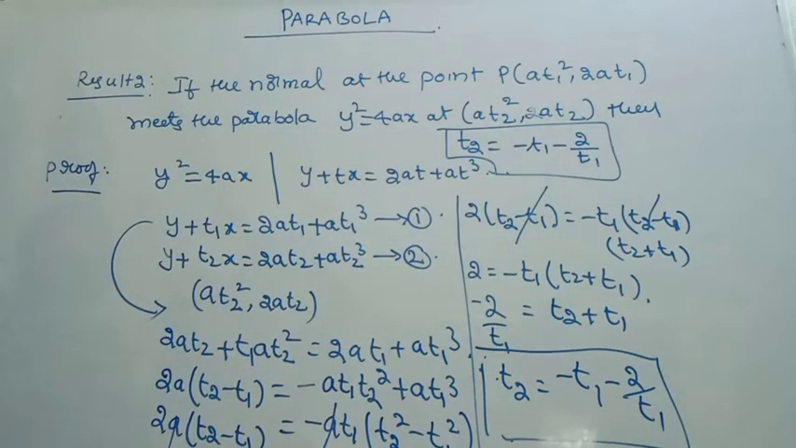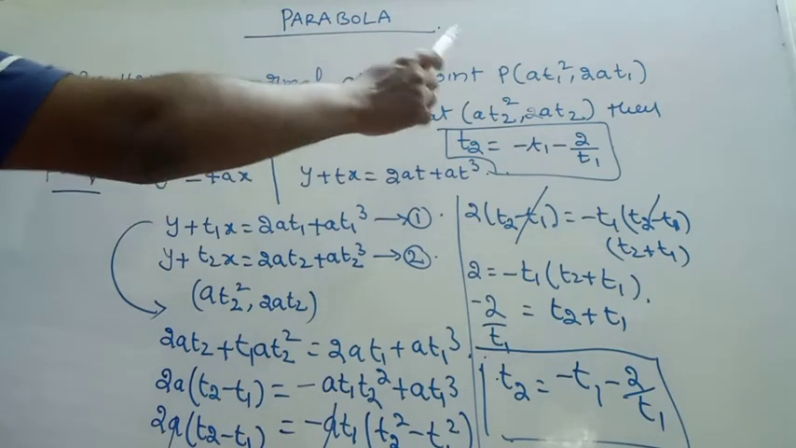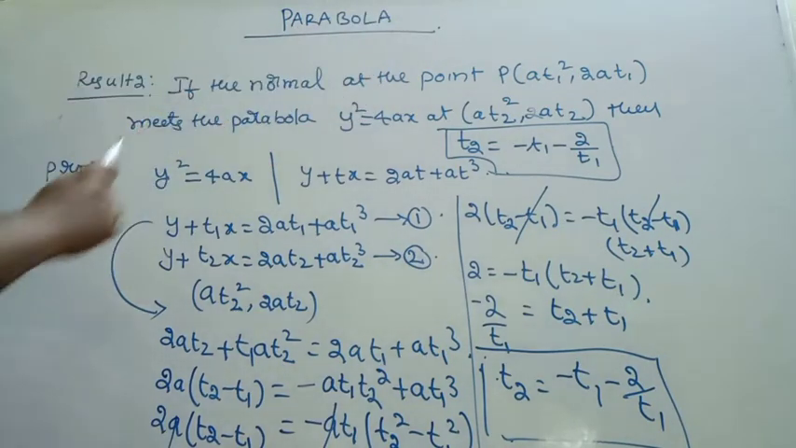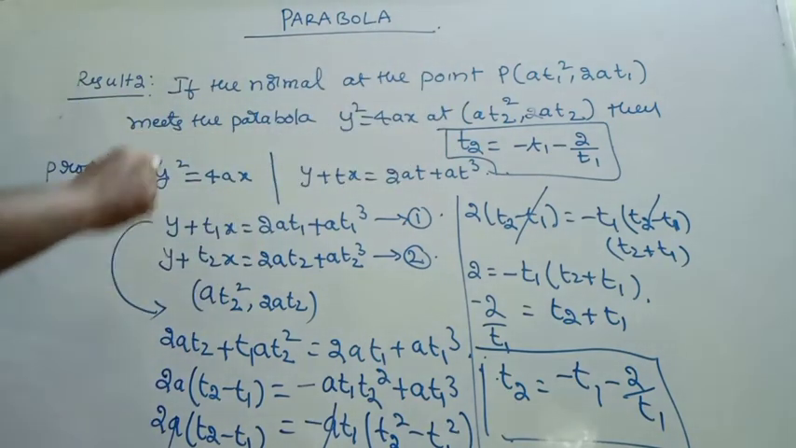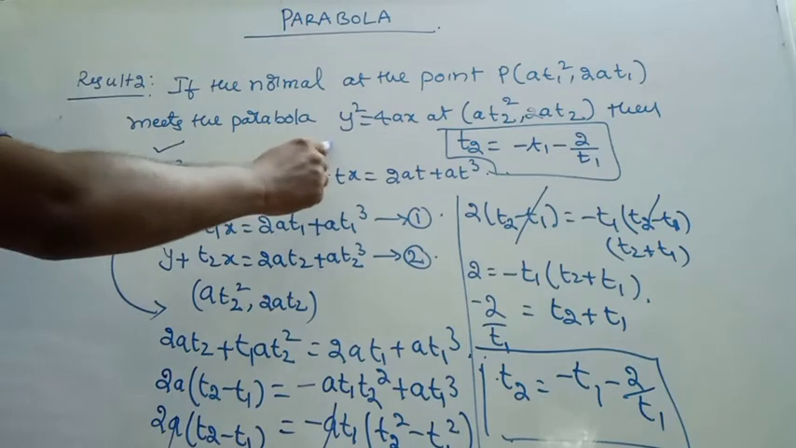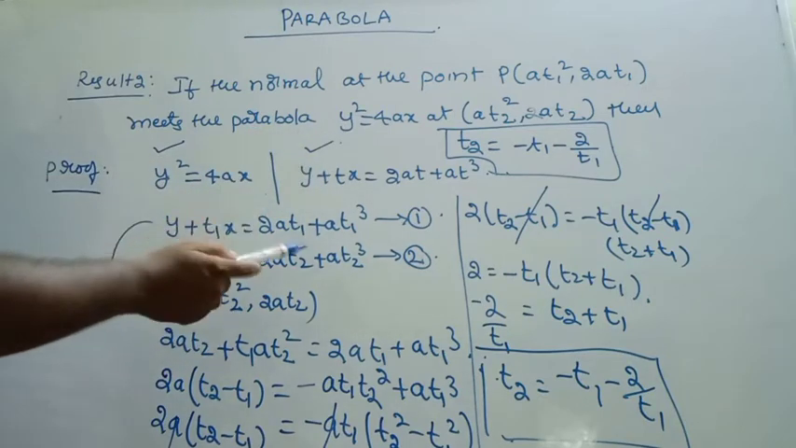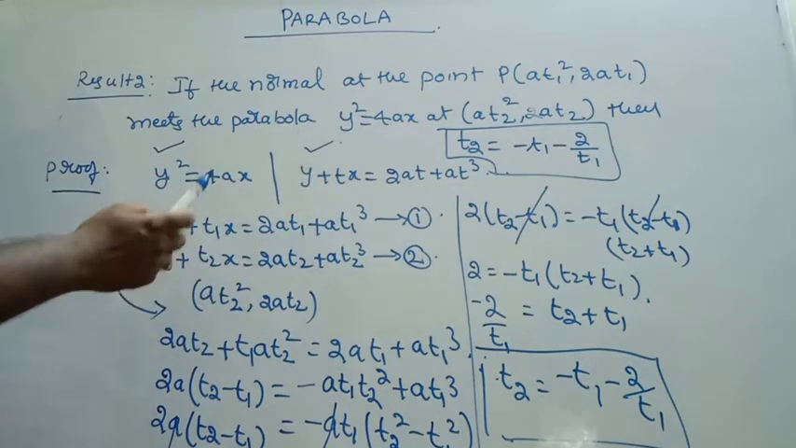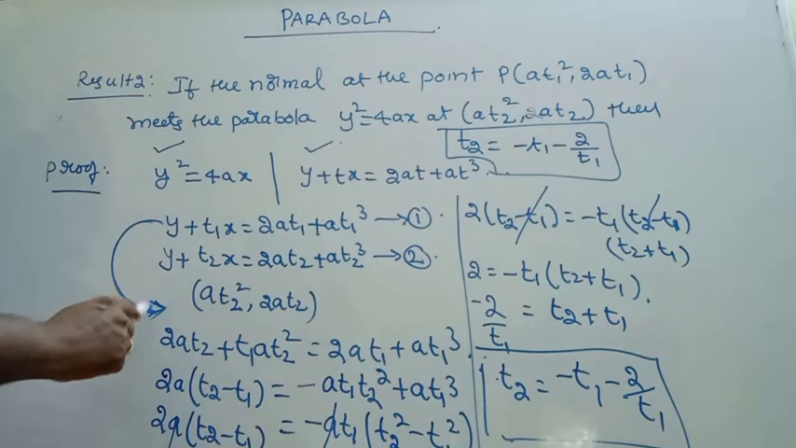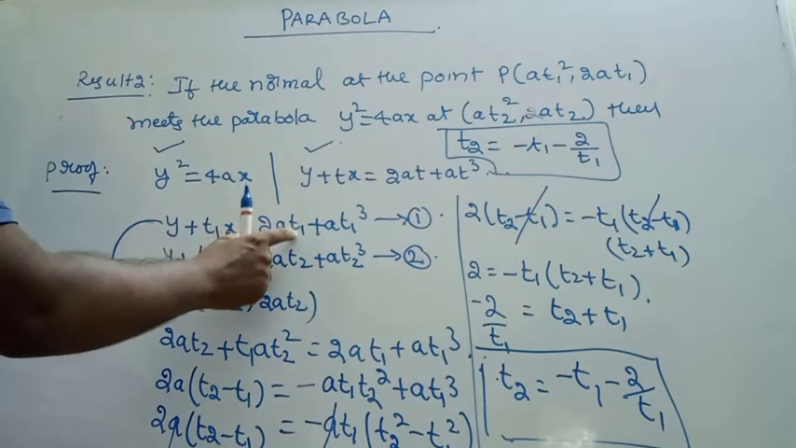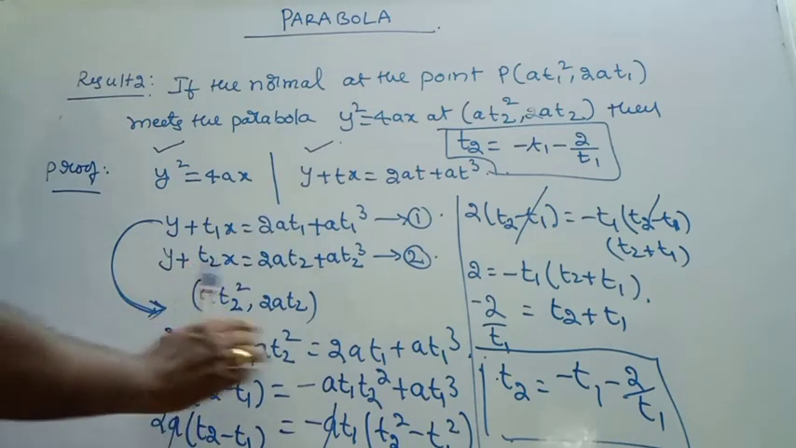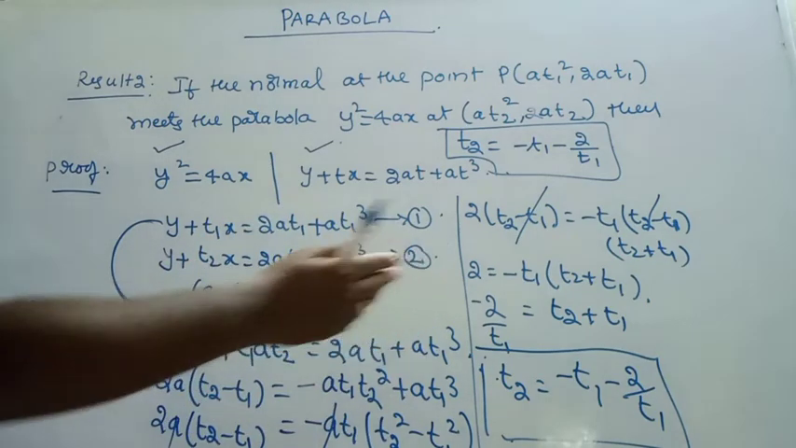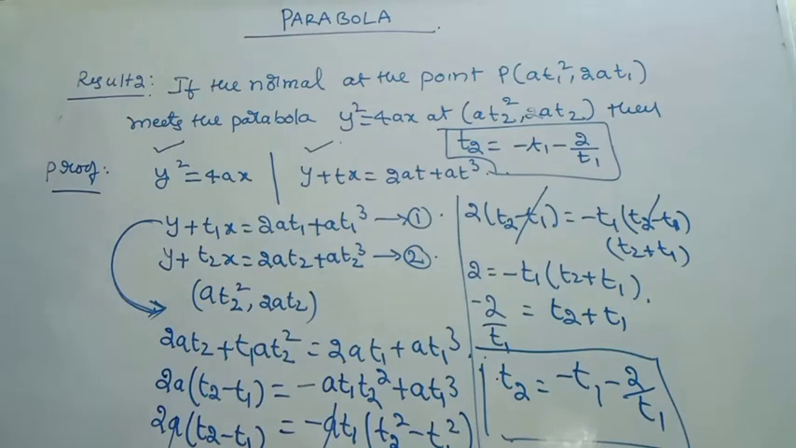See how beautifully we have got this result, my dear students. If the normal at the point (at1², 2at1) meets the parabola at another point, then we needed to prove this. This is the equation of the parabola, and this is the equation of the normal. Since it passes through the point, we just substituted, simplified, and we have got this beautiful result.